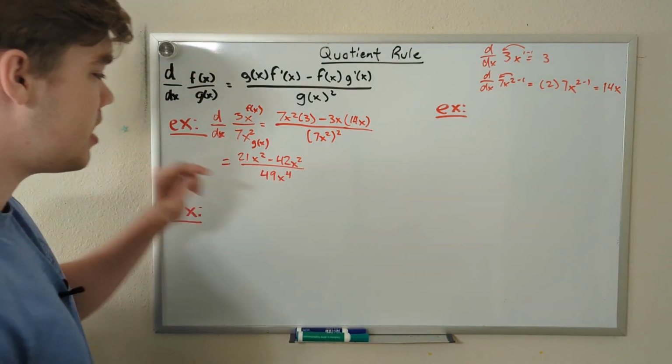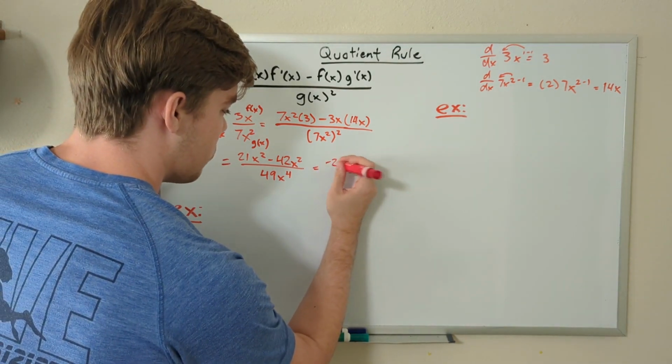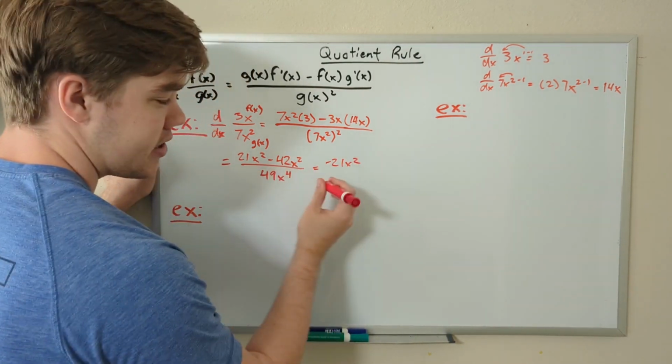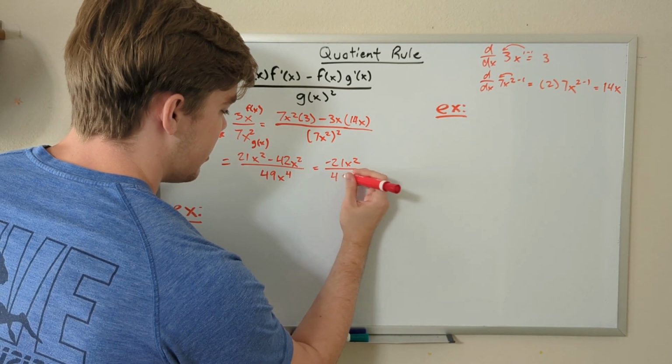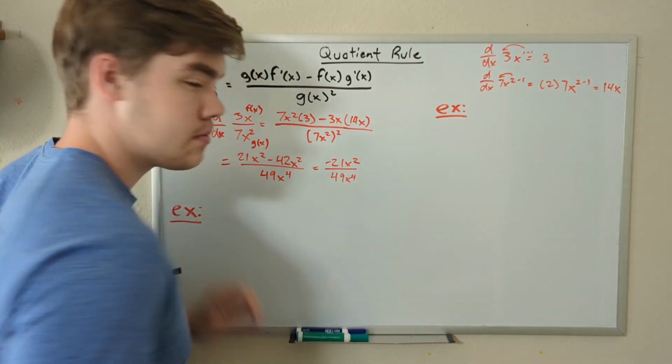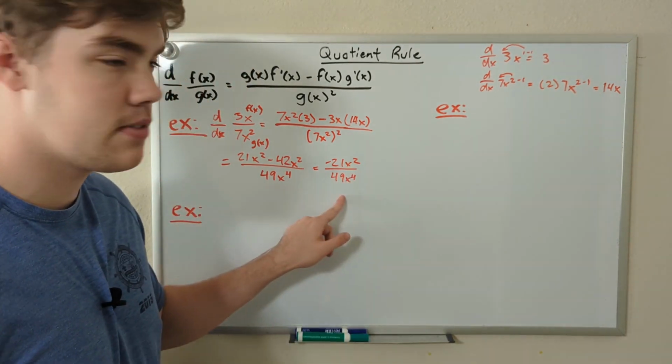Simplifying this down, 21 minus 42 is equal to negative 21. That's still x squared, of course, divided by 49x to the 4th. There's 2 things we can do to finish simplifying this equation.